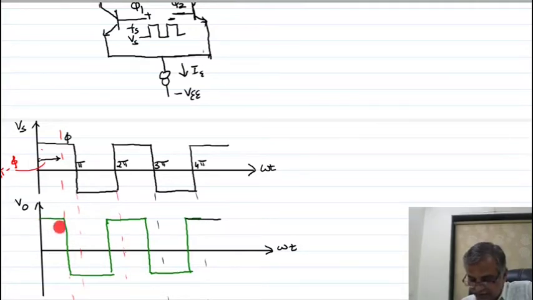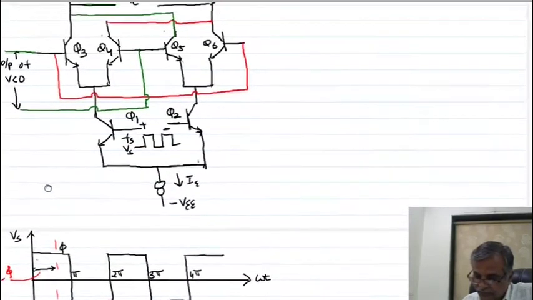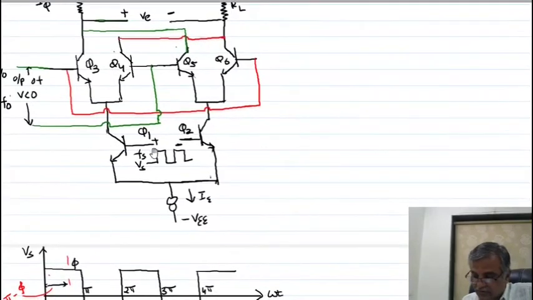During this time interval, which one? Pi minus phi. Vs is positive and Vo is positive. During pi minus phi, remember what is positive? Vo and Vs. Look here now. Vs and Vo both are positive during pi minus phi.